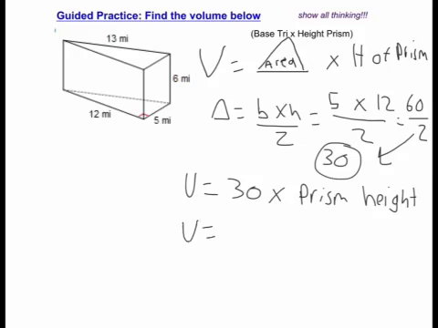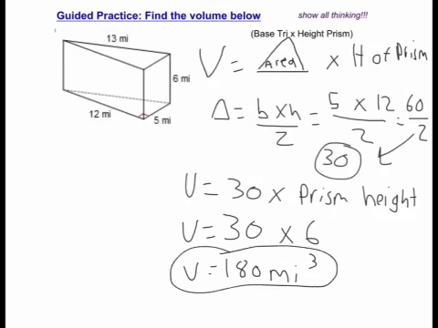So volume equals the area of your triangle, 30, okay, times the prism height, you said was 6, because 6 connects your two triangles. And then 30 times 6, V equals 180. And then now let's not forget our label. It's miles, and volume is always cubed. Okay. So there's one.